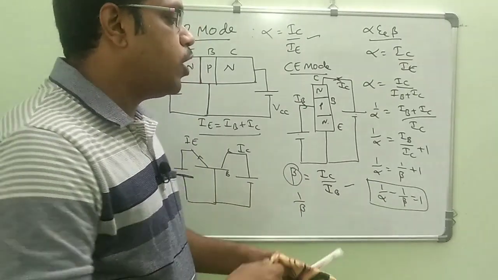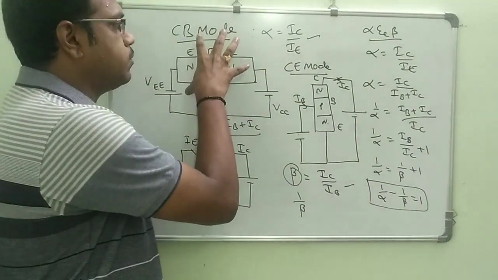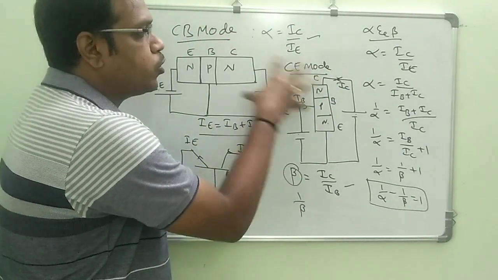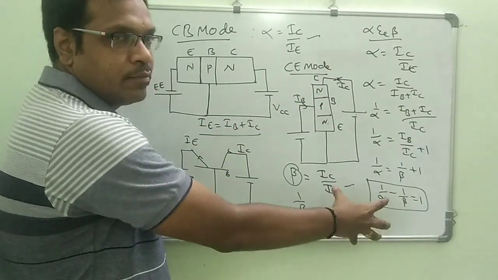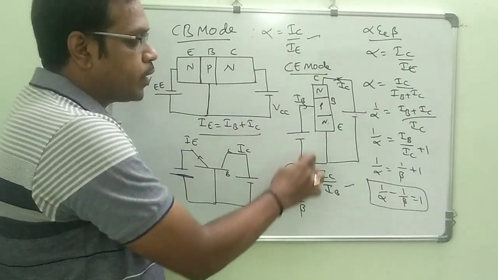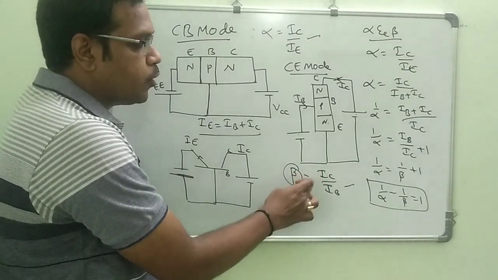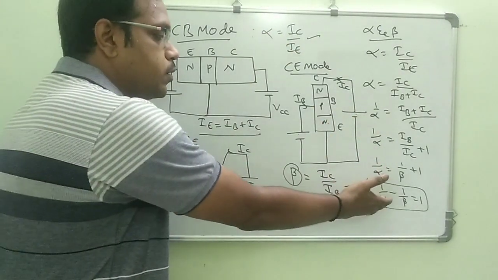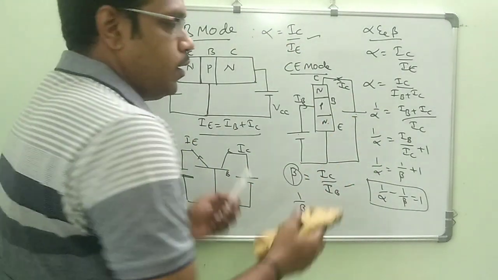This one we can modify also. Can you understand here? In CB mode and CE mode, I am comparing both the gains. Sometimes they will give alpha and we need to calculate beta. Sometimes they will give beta and we need to calculate alpha. For that, this relation is useful.